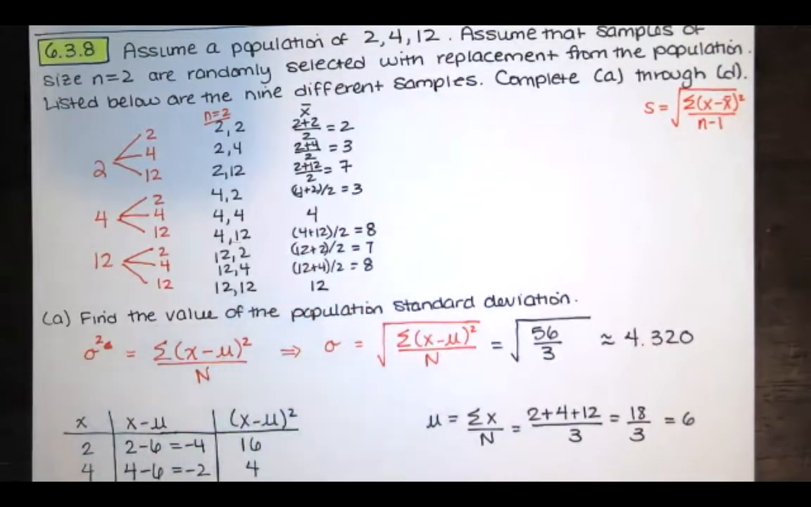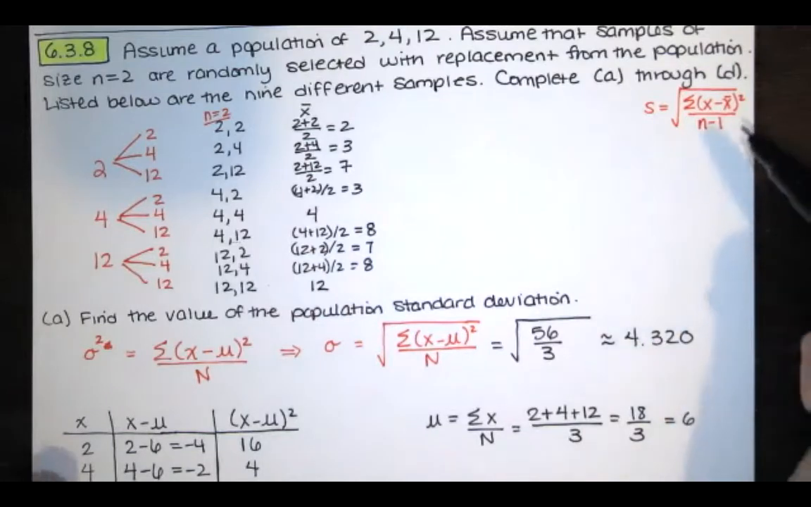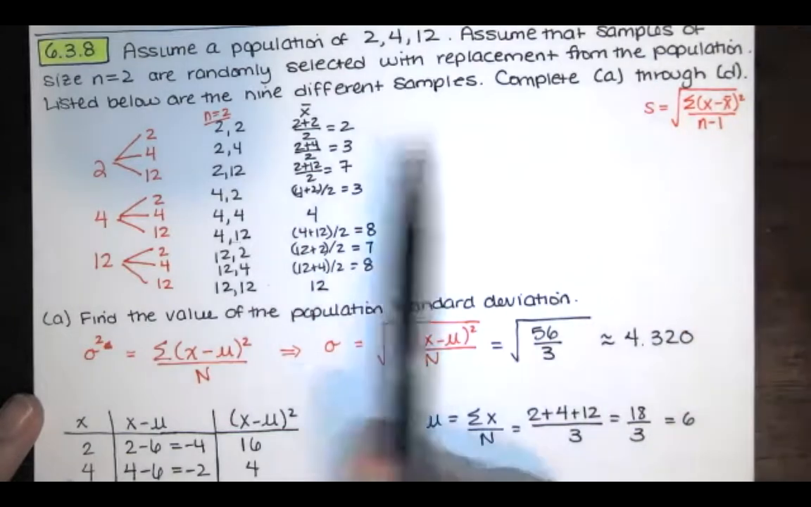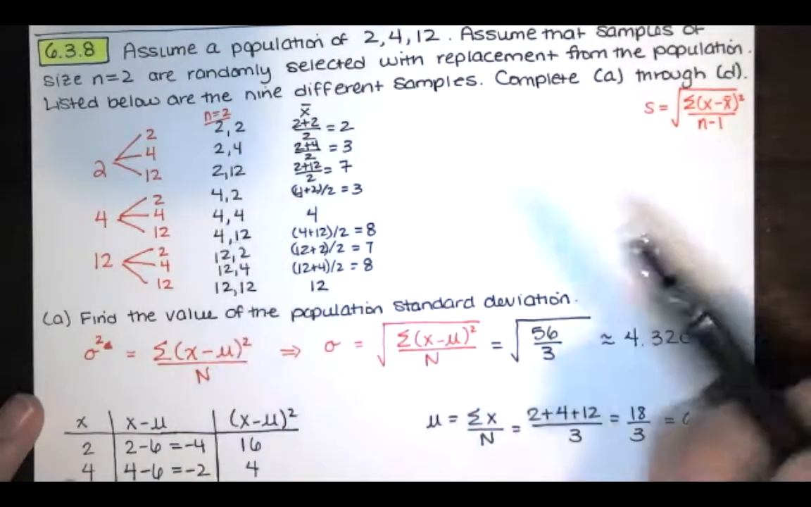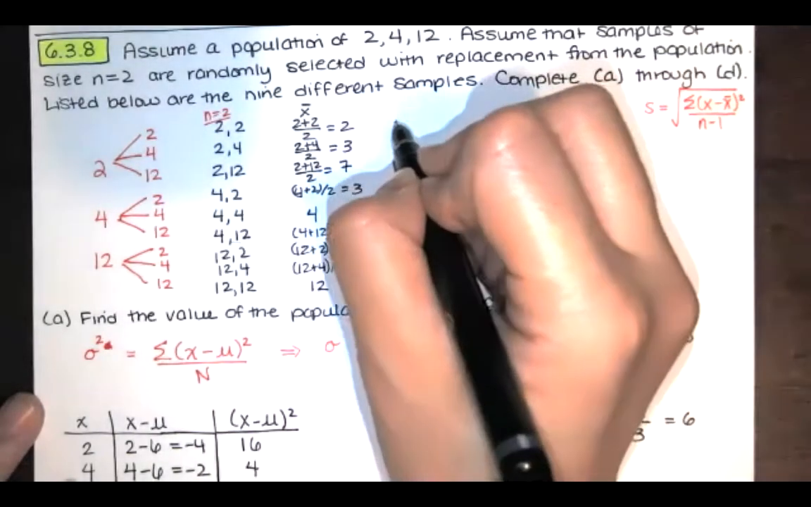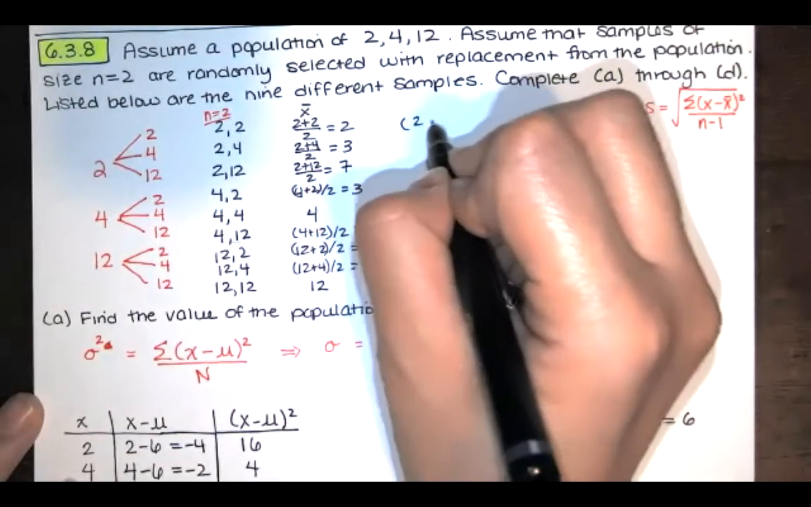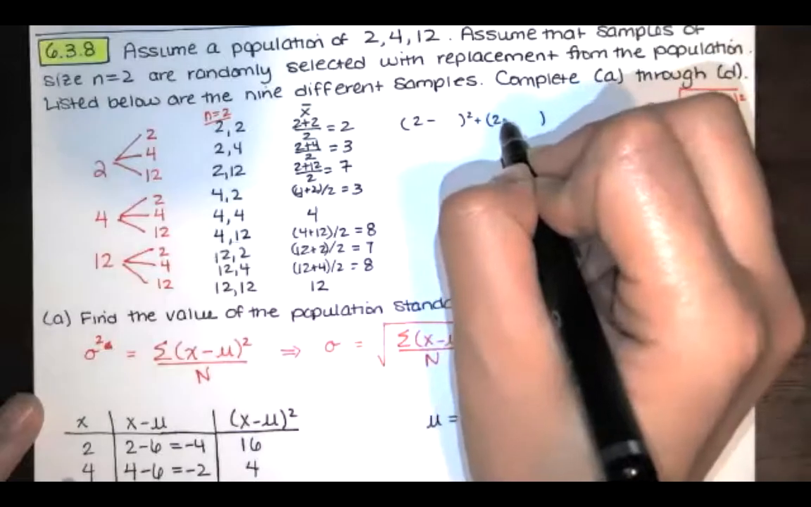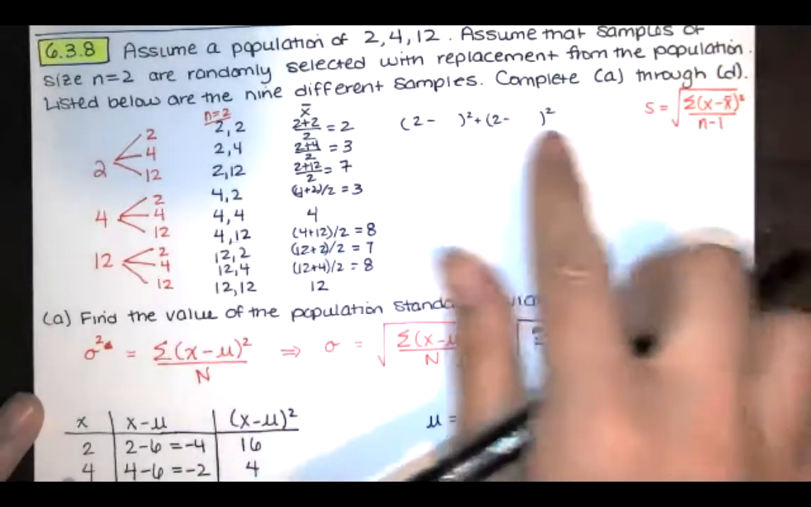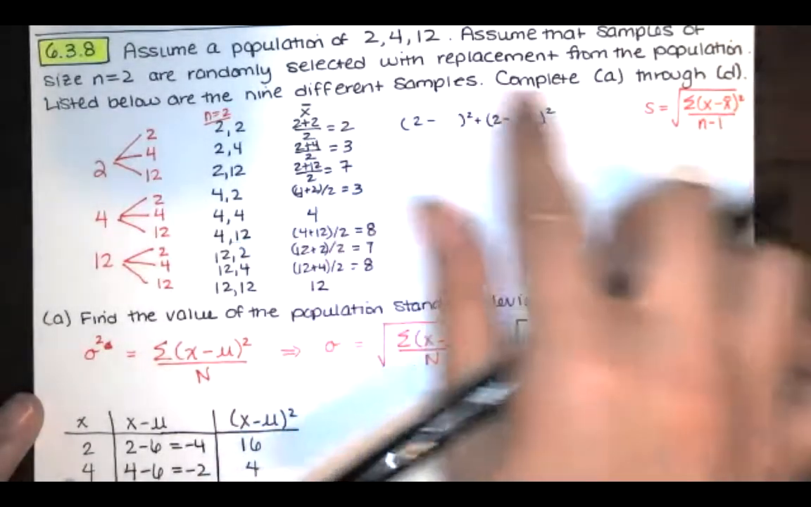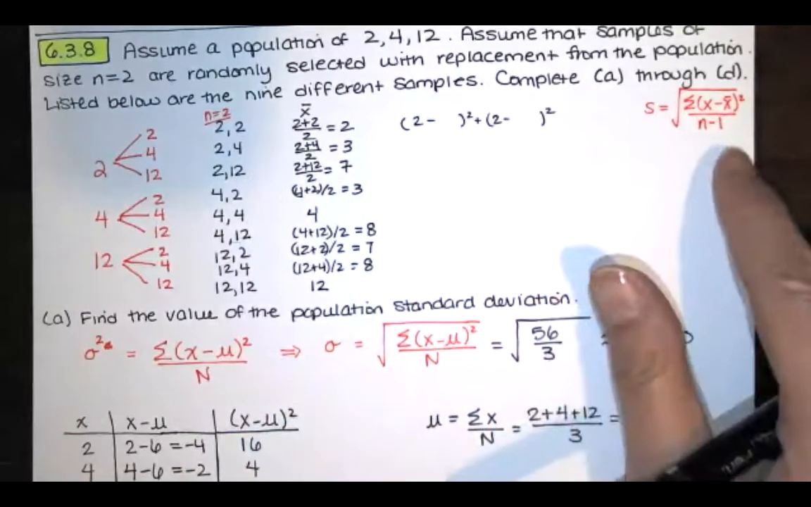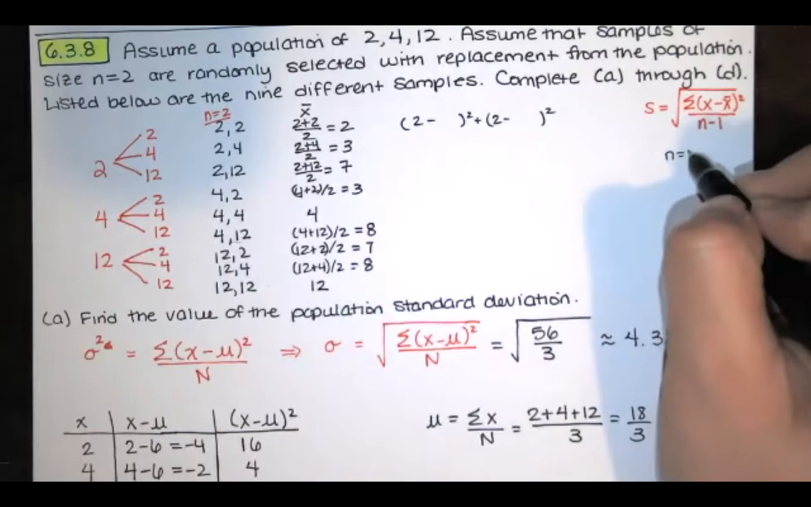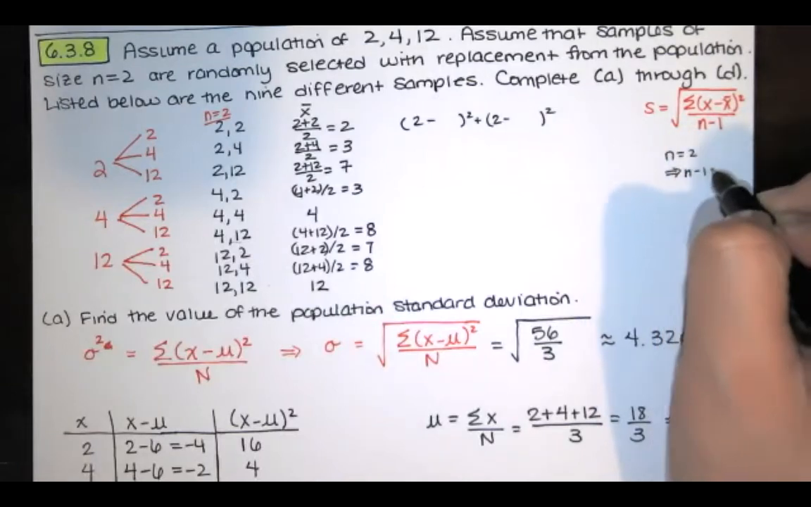So those are sample means, and I want sample standard deviations. So what I need to do is take each x value here, subtract the mean, square those, add them together, and take the square root. Now we would also have to divide by n minus 1, but since n is equal to 2, n minus 1 is equal to 1.